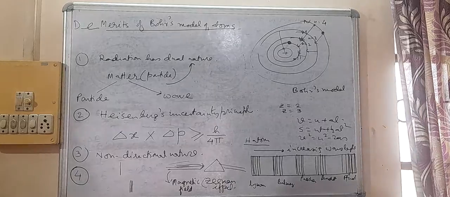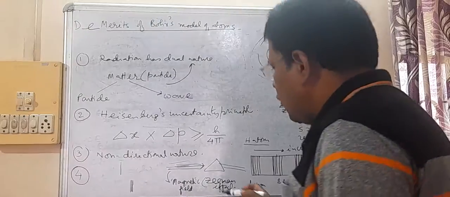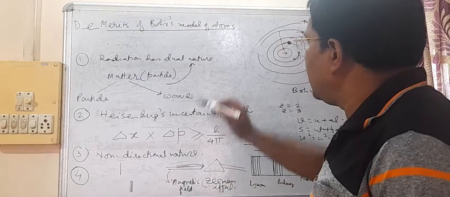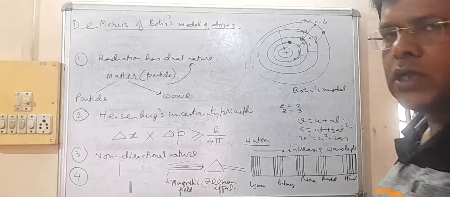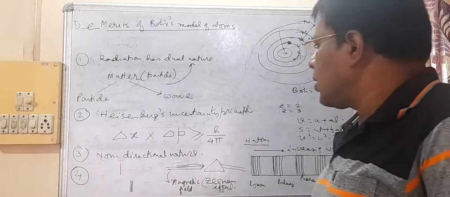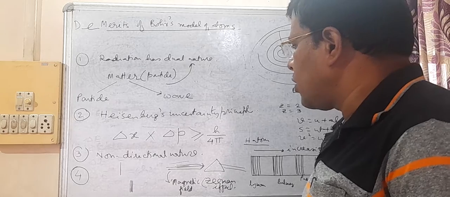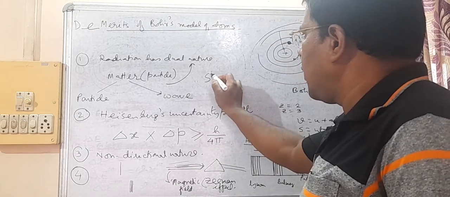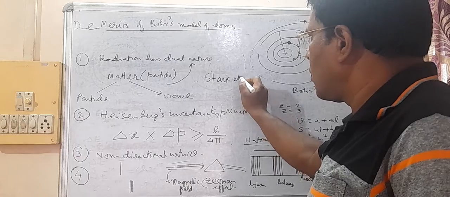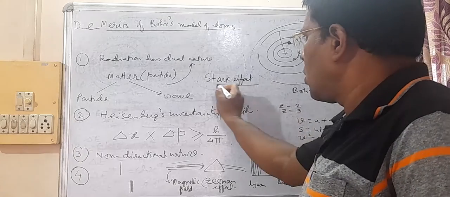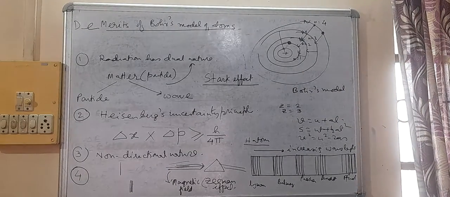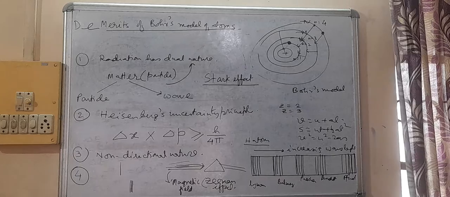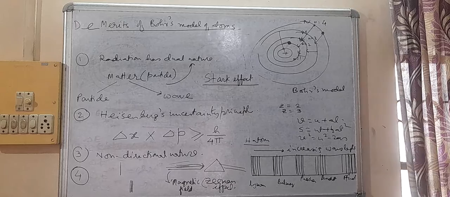In the same way, there is a similar effect: when these radiations are subjected to an electric field, then also it is seen that the spectral line splits into more closely spaced lines, and the splitting of spectral lines in the presence of an electric field is called the Stark effect. So children, what we have seen here is that Bohr's model of atom has got merits also, and it is also not free from defects.